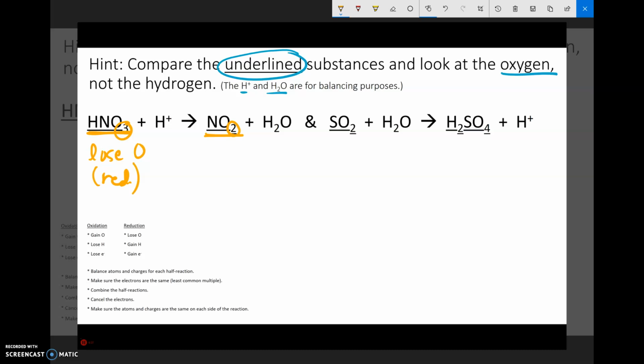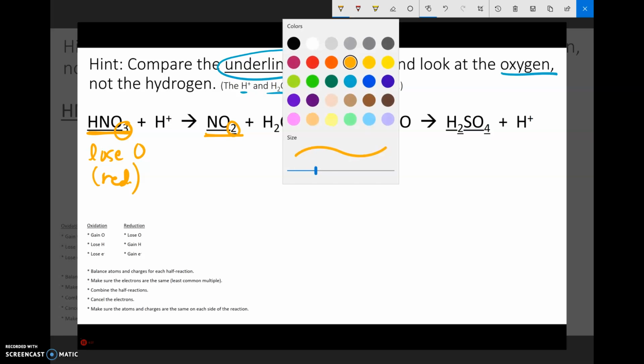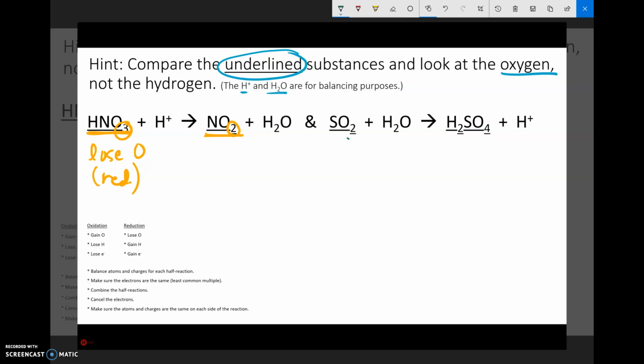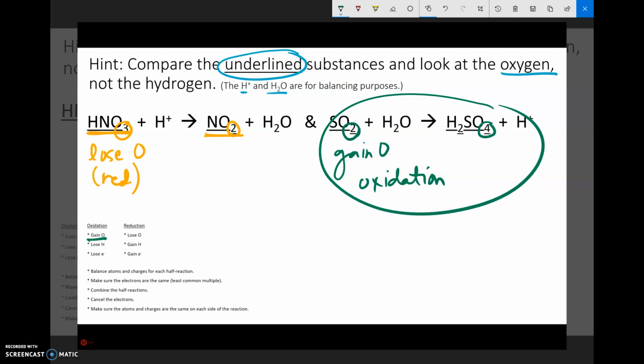Okay, this half reaction, let's go ahead and look at this one. On this one, we have 2 oxygens. On this one, we have 4. So we're showing that we have gained oxygen, and gaining oxygen is oxidation. So this half reaction is oxidized right here. This half reaction on the left, this one is reduced. Okay, that's how you tell what's oxidized and what's reduced. Now let's go ahead and balance this.